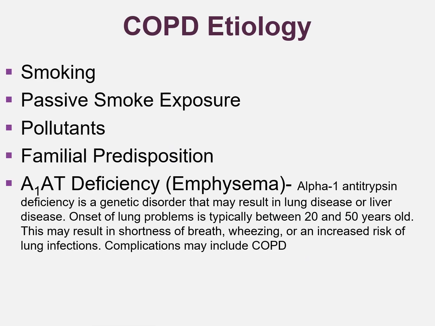Etiology for COPD: smoking, passive smoke exposure, secondhand smoke, pollutants. They could have a familial predisposition, and they could also have A1AT deficiency, especially if they have emphysema. And this is called the alpha-1 antitrypsin deficiency. It's a genetic disorder, and it can result in lung disease or liver disease. So with these patients, they might have lung problems as early as 20 years old, and that can result in shortness of breath, wheezing, and increased risk for lung infections. Complications may include COPD.